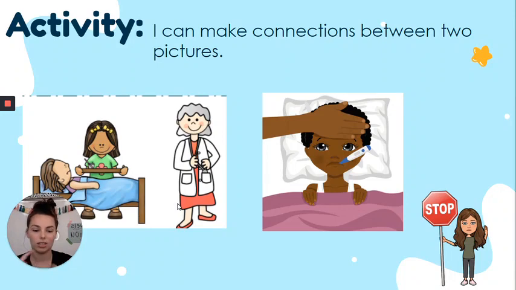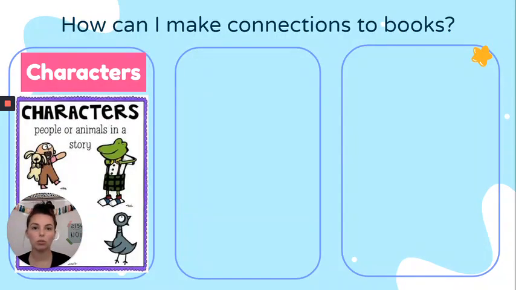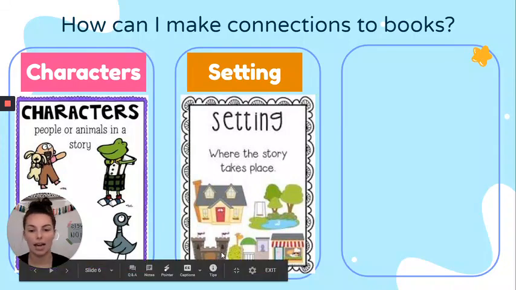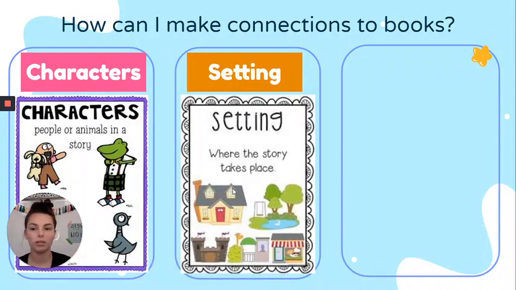Those are connections. So the ways that we can make connections between a book and a book, just like we did with those pictures, we first looked at our characters. Characters are people or animals in a story. Then we also look at the setting. Where are they? Where does the story take place? We said that in this picture they were both in bed. That's the setting. But a setting can be a castle, outside, a park, your home, a store.